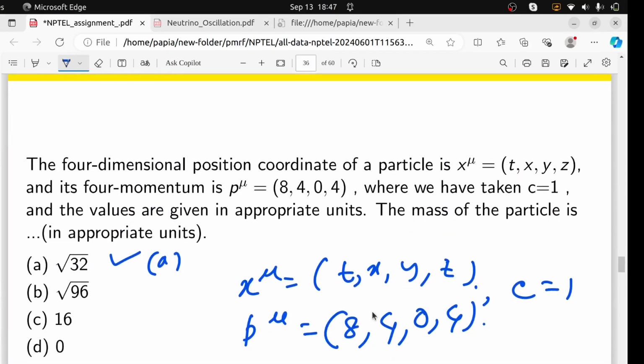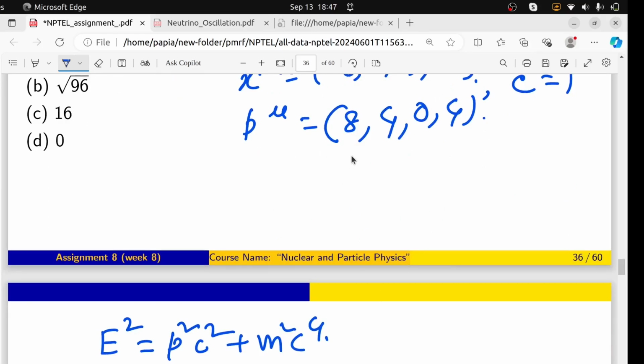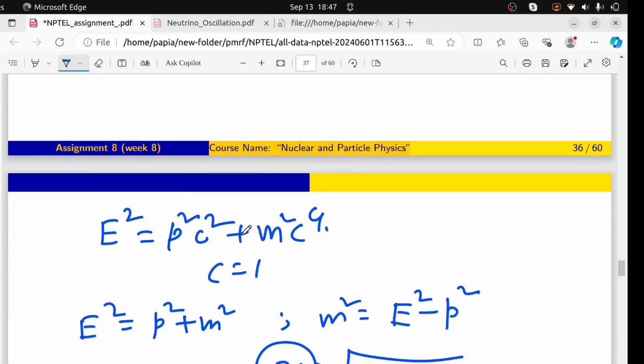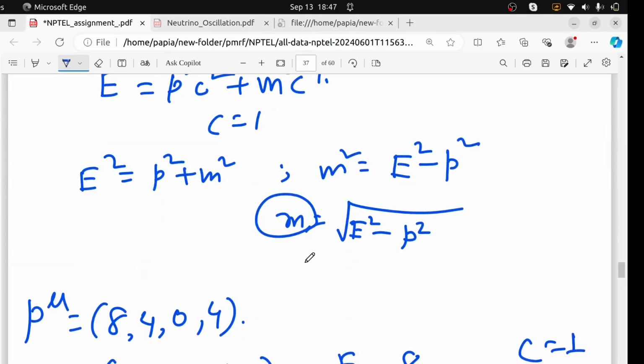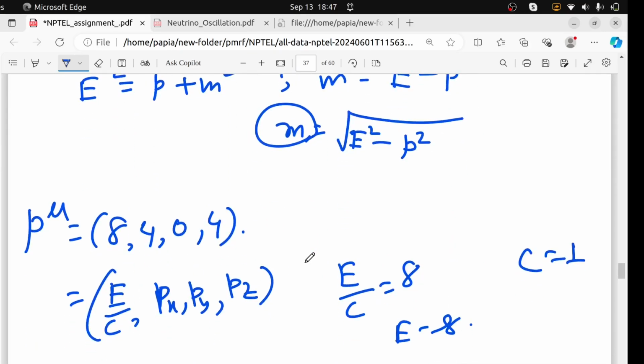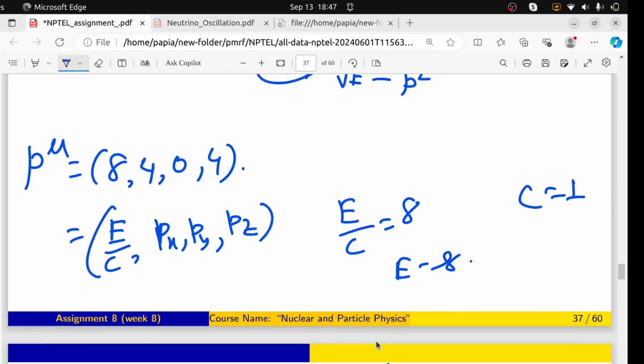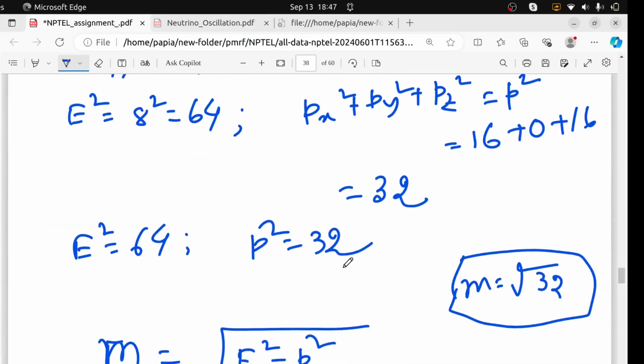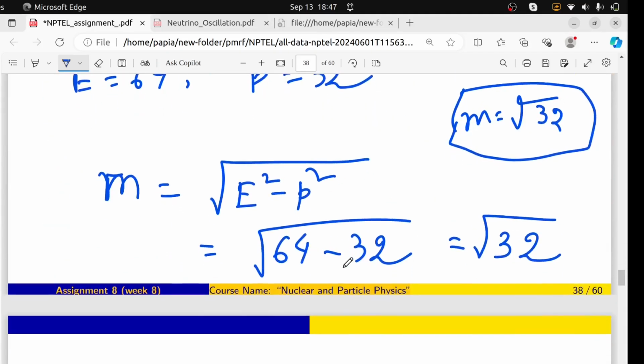Here what we did: we took P mu equals 8404, and E square equals P square plus m square c to the power 4. With c equals 1, m will be root over E square minus P square, and P we can write in terms of 8404, which is E by c, Px, Py, Pz. Then by putting all these values we get the value of m as root over 32.